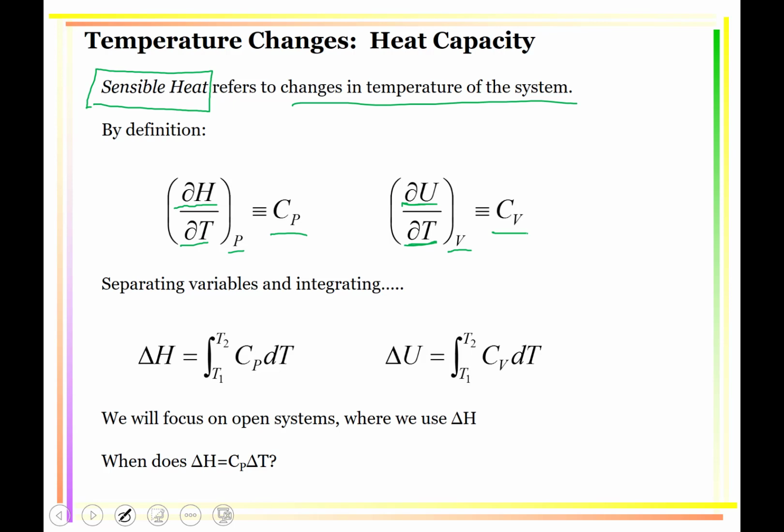These are defined based on thermodynamic variables, and we will explain why we choose constant pressure and constant volume for enthalpy and internal energy respectively when we get to thermodynamics. But for now, these are the definitions, okay? And if we separate the variables and integrate, we now have delta H is the integral from T1 to T2 of Cp dT, and delta U is the integral from T1 to T2 of Cv dT.